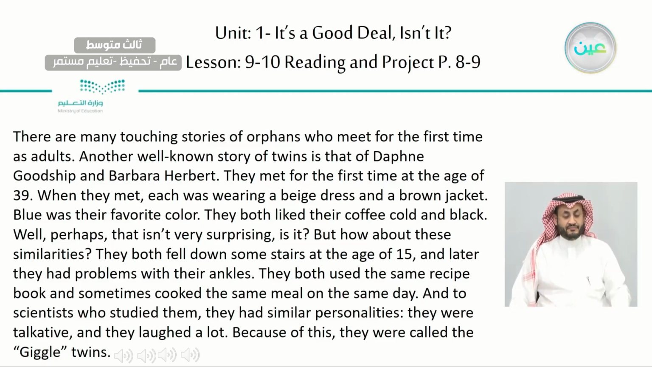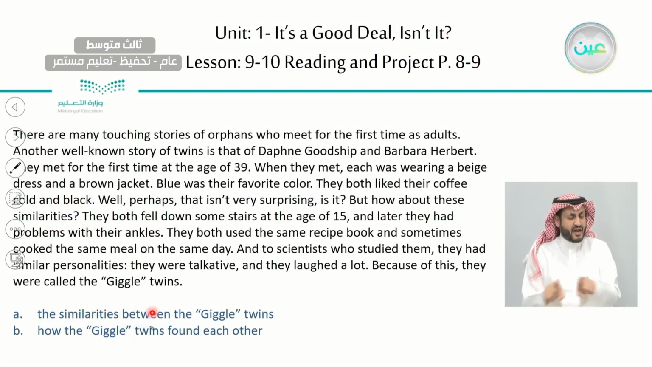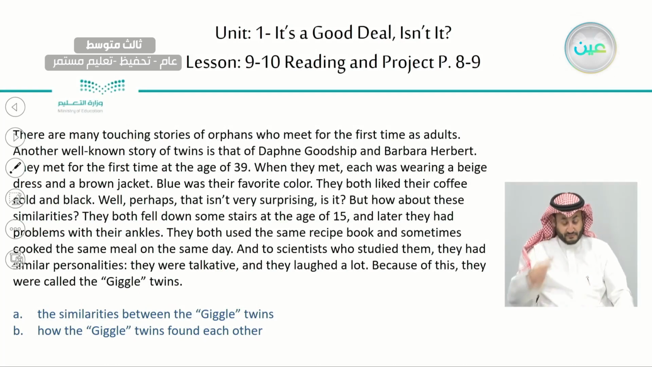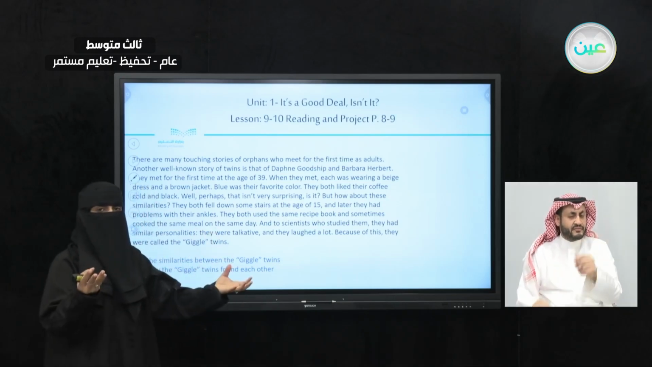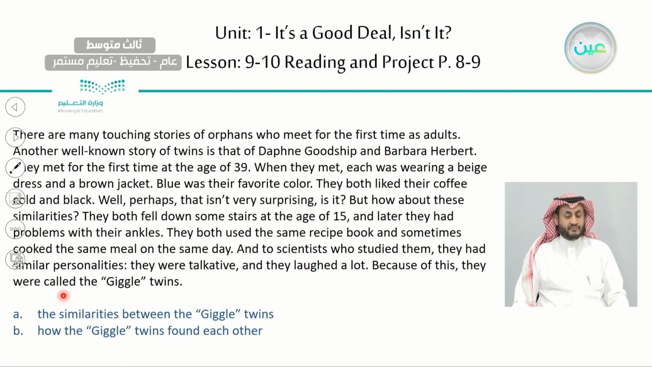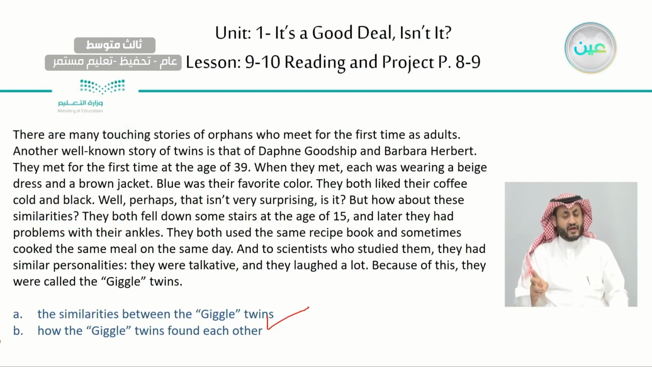Now for the third paragraph, we read it together, we heard it together. We have 2 main ideas here. The similarities between the Giggle Twins, or how the Giggle Twins found each other. Is this story telling us how they met or how they are similar and different? Yes, the main idea of this paragraph is A, okay? A, the similarities between the Giggle Twins, how they are similar and how they are different, okay?